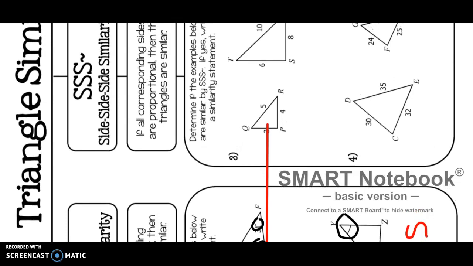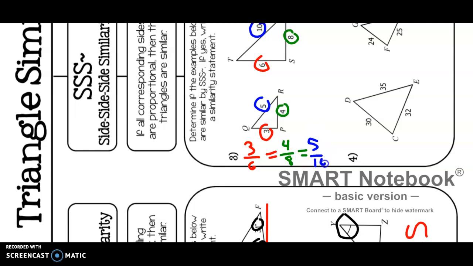Okay, so we're going to look at side QP, which is 3, which would be proportional with 6. We'll look at 4, which would be with 8, and we'll look at 5, which would be a 10. So I'll write out all those proportions. I have 3 over 6, which should be equal to 4 over 8, which should be equal to 5 over 10. Looking at this, all of these simplify down to 1/2. So yes, this is proportional.